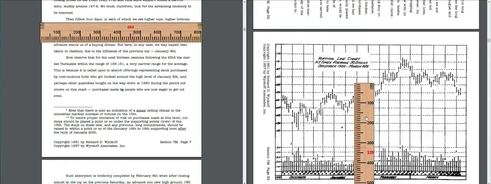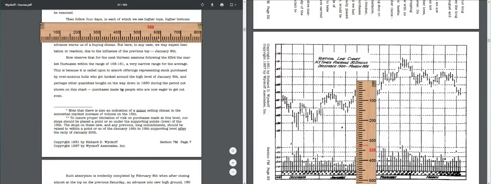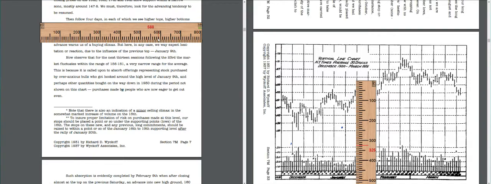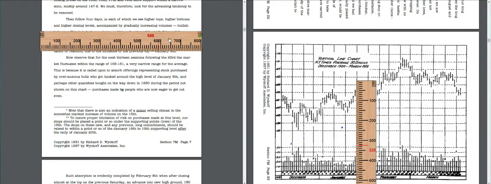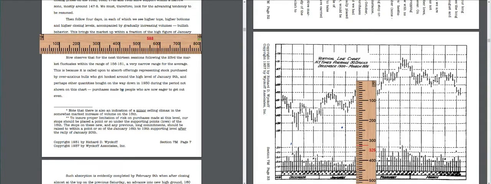Alright, so now we're over here with the 4 days. 1, 2, 3, 4. Now, what does he have to say about that? The following 4 days, in each of which we see higher highs and higher lows and higher closes, accompanied by gradual increasing in volume. Again, what is the bullish indication? That you see this pattern of buying: higher volume, higher volume, higher volume, higher volume. That is very bullish.